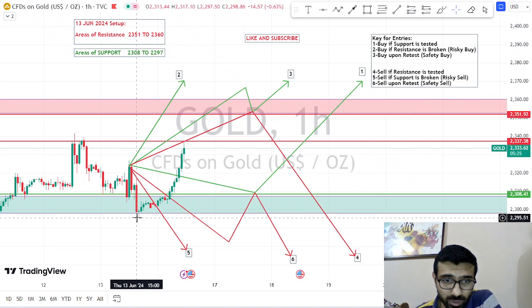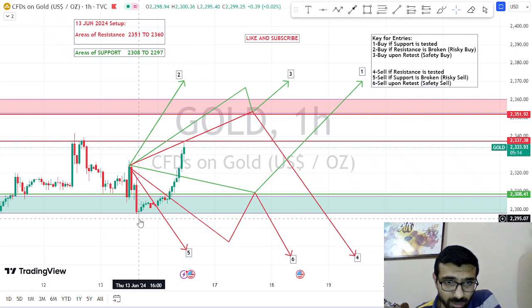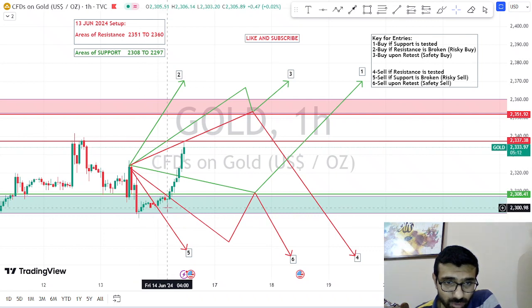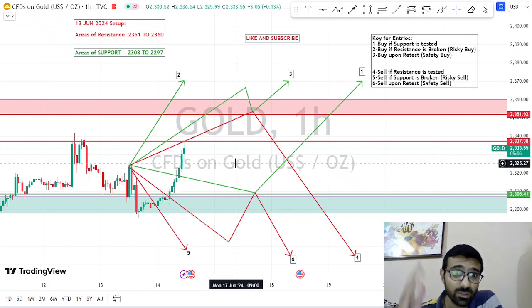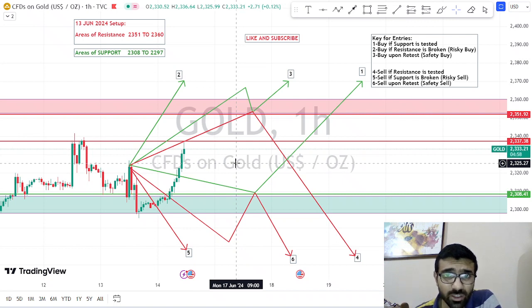So if someone would have traded on this candle, that would have been an amazing result. This was a good bullish pin bar, and this was also a good bullish pin bar. So if you guys would have traded on these two candles as well, then these two trades would have been executed if you were doing the price action strategy. And if you were not following the price action and simply following our strategy of key entries, even then you would have made some amazing results.